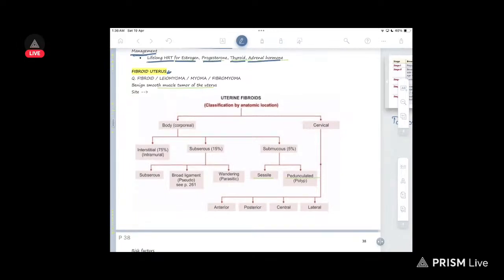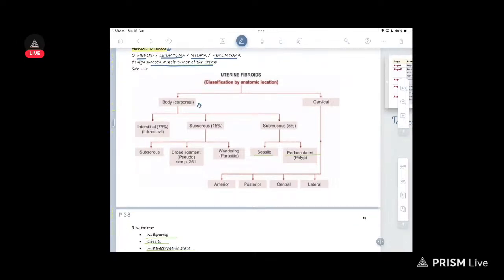Then fibroid uterus, also called leiomyoma or myoma or fibromyoma, is a smooth muscle tumor of the uterus. Site location: it may be in the body or it can be cervical. In the body, it will be interstitial, subserosal or submucosal. Interstitial is intramural. Subserosal may be just below the serosa, or in the broad ligament, or it may be parasitic. In submucous, it may be sessile or pedunculated, which is a polyp. Cervical fibroid will be anterior, posterior, central or lateral.